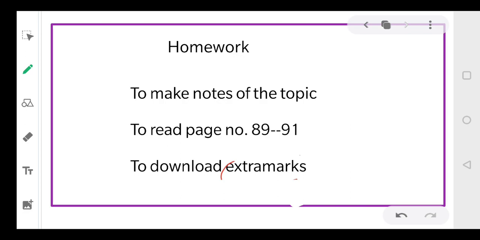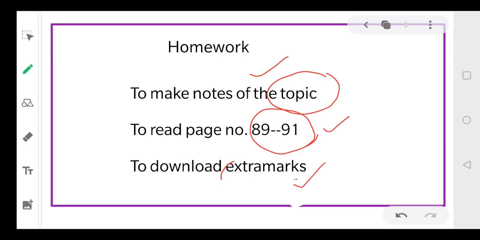Now today you will have your homework. First of all, you will make notes of the topic, then you will go through these page numbers 89 to 91. Then you will practice some of the questions given in the apps like Extra Marks, Meditation. The NCERT app is also available, so you must go through these apps, right?